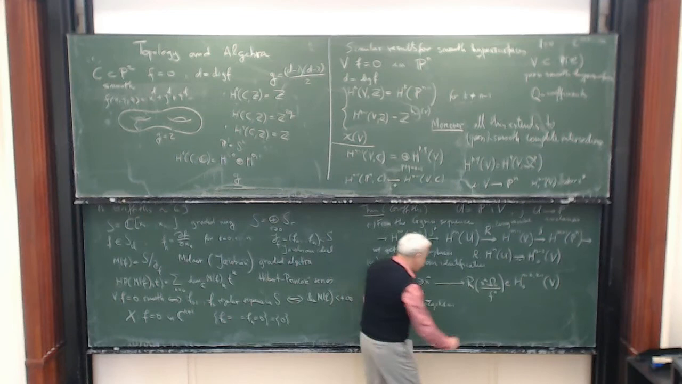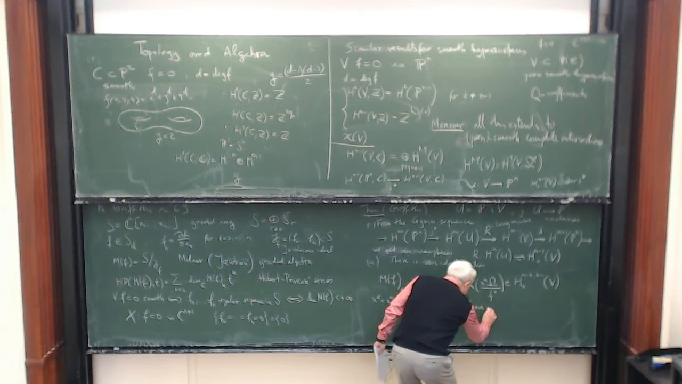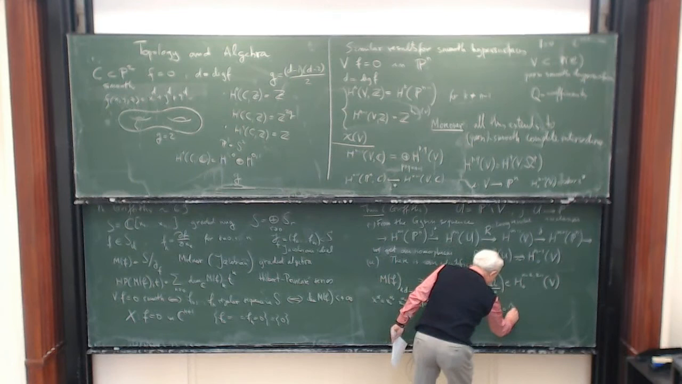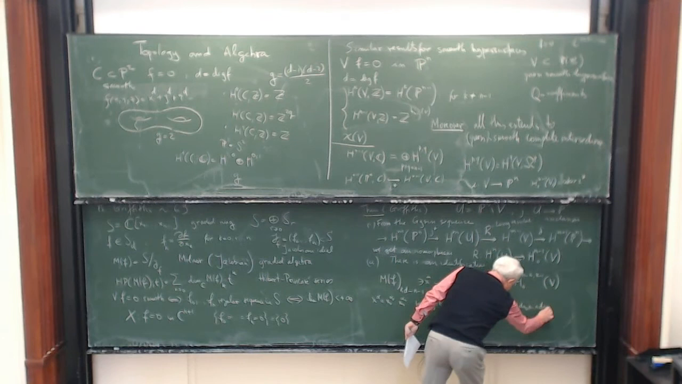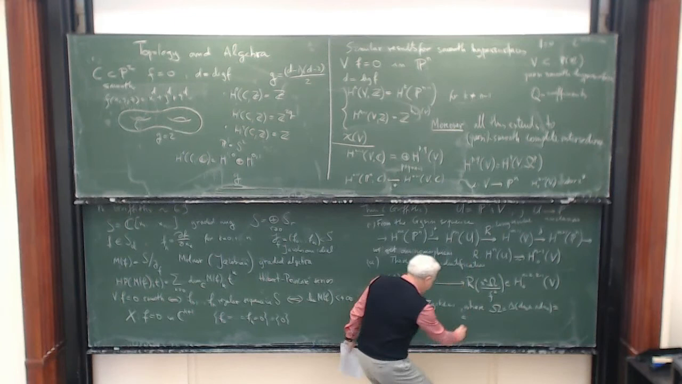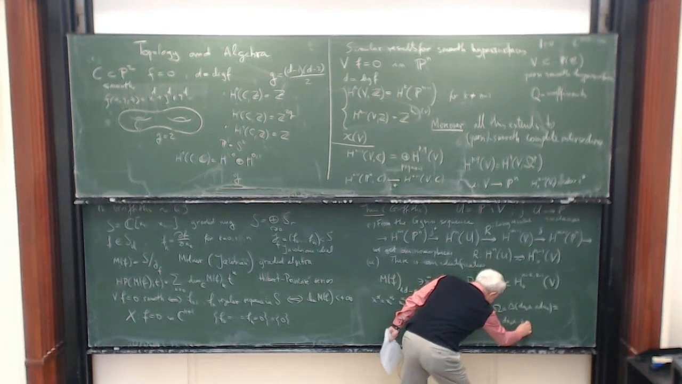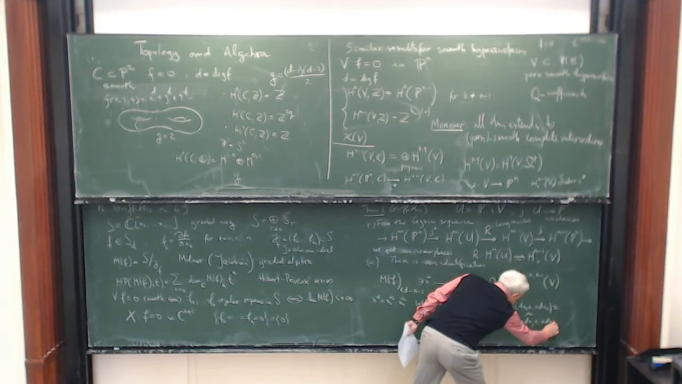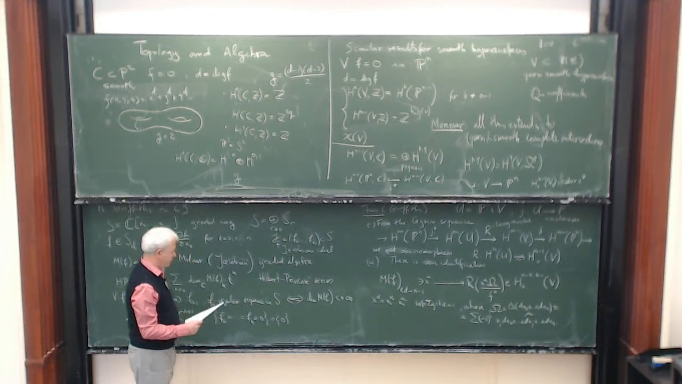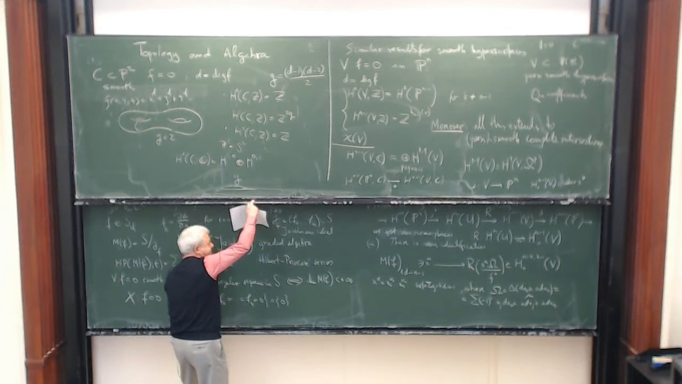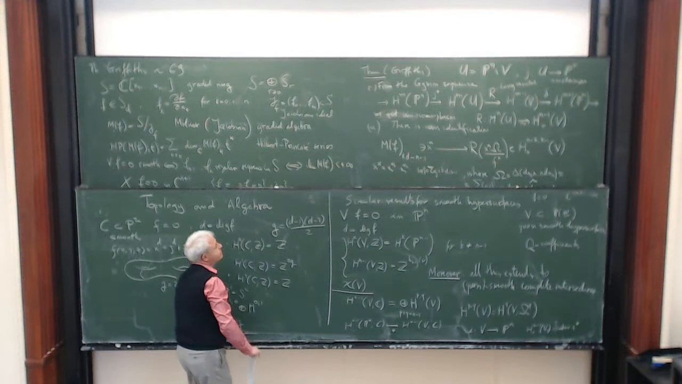Omega is the Euler contraction of this product. And if you don't know what the Euler contraction is, I can write a formula.